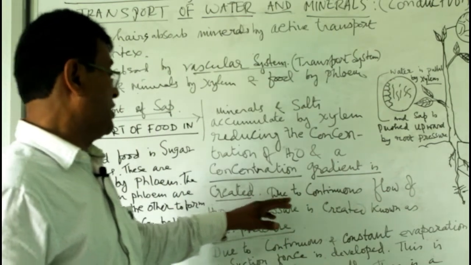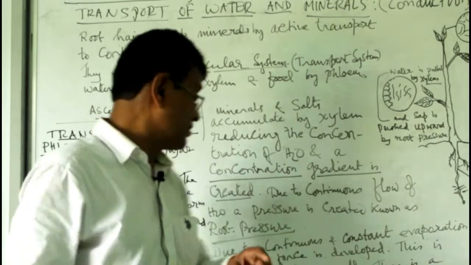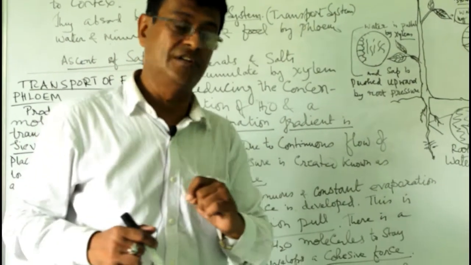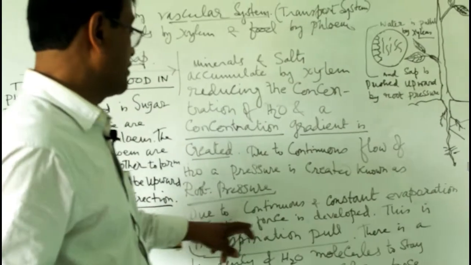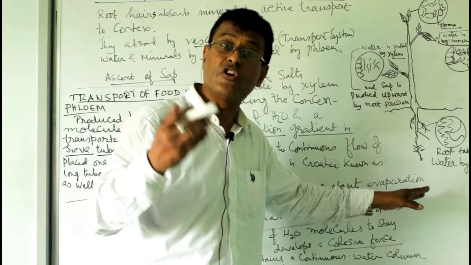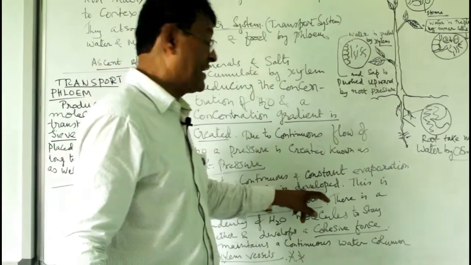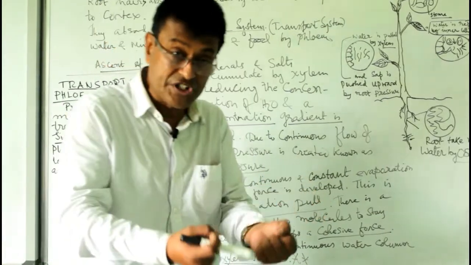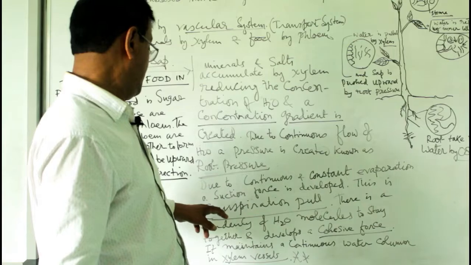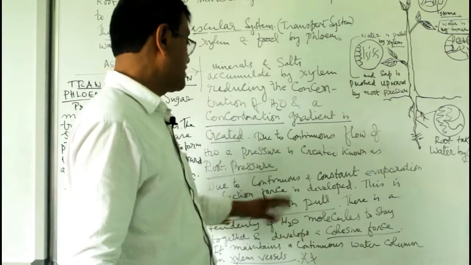created. Due to continuous flow of water, a pressure is created which is known as root pressure. What pressure? Root pressure. So this root pressure, and due to continuous and constant evaporation, because the evaporation is going on by the transpiration, a suction force is developed. Suction force means the force which can pull. This is known as transpirational pull or transpiration pull.